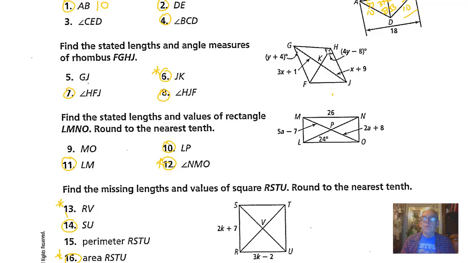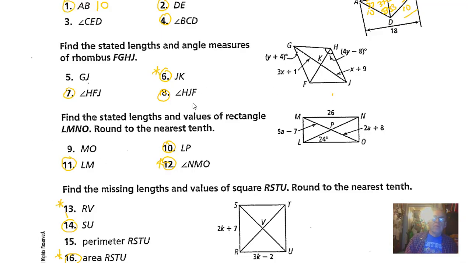And then this minor diagonal is going to bisect angle H. So if half of angle H is 4y minus 8, the other half is going to be 4y minus 8. And these two other angles here at F are going to be 4y minus 8. If G is y plus 4, the other side of G is going to be y plus 4. And both sides of J are going to be y plus 4. And notice that down here is going to be the same thing as x plus 9. So y plus 4 equals x plus 9. That might be something we might need to use.